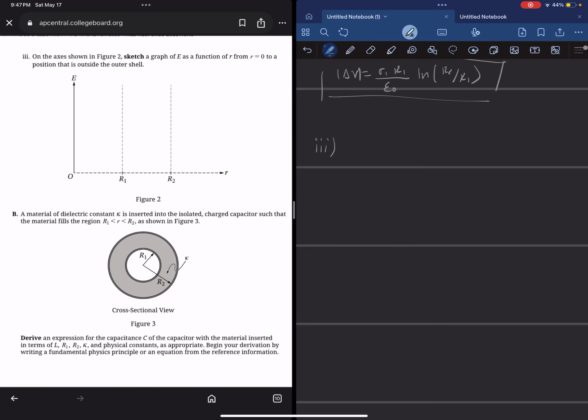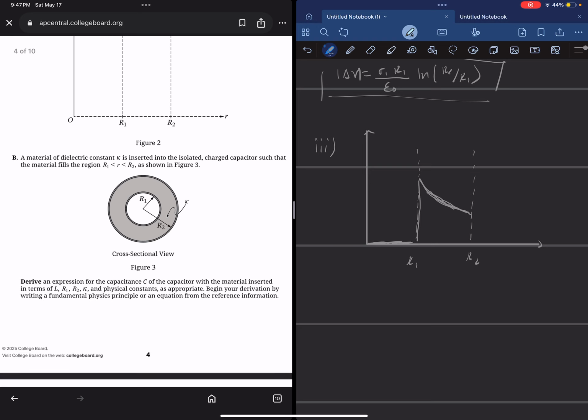Okay, graph the electric field as a function of radius. That's R1, R2. So from 0 to R1, it has to be 0. Then it will shoot up, decay, and land somewhere. It's not going to go to 0, it's going to land somewhere here. It's a decay function, so exponential decay, I think. Yeah, it should exponentially decay.